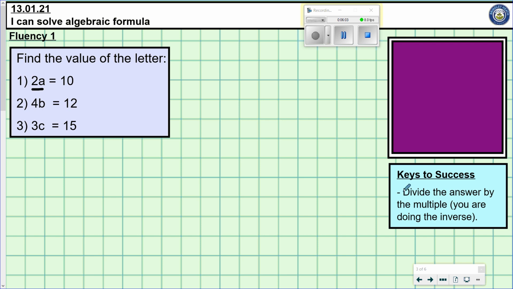So to work that out, following my keys to success, I just need to divide my answer by the multiple. So I divide 10 by 2. 10 divided by 2 is 5. So I'm thinking A equals 5.